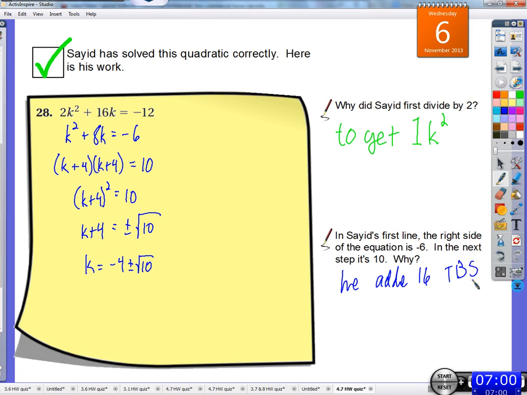He added 16 to both sides. Perfect square trinomial. Just checking these to make sure that there isn't anything bad.